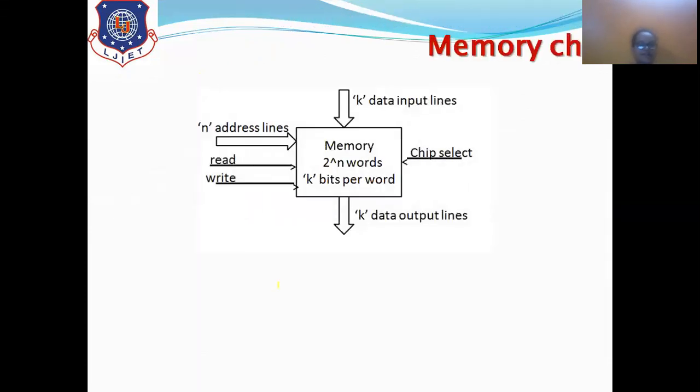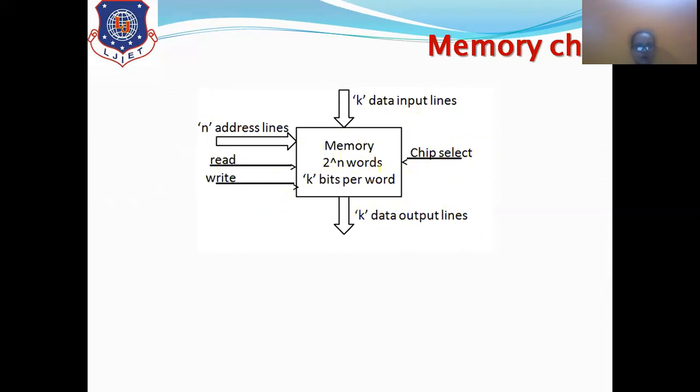Now this is the basic diagram of any memory chip. Here it is shown that there are n address lines. So if there are n address lines, how many memory addresses can we point out? It will be 2 raised to n memory words, right? And if there are k data input lines, that means 8-bit data, then it will have 8 output lines. And these are the control signals for read and write. And here is a chip select to select this particular chip.